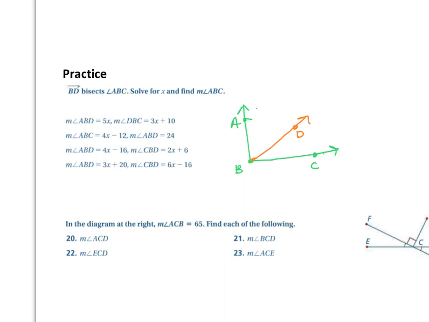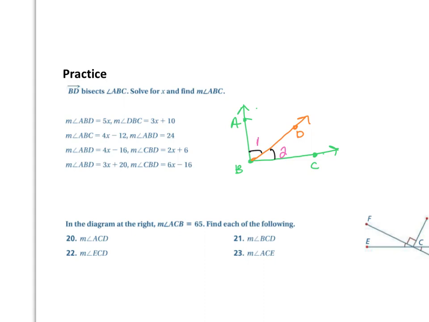BD bisects. Okay, remember if it bisects, and my picture isn't very good here, but it means that this and this are congruent. So my first example says that the measure of angle ABD, okay, ABD, so I'll label that on here as 1, and the measure of angle DBC, okay, so we have that there, that's 2. Well, 1 is 5x, 2 is 3x plus 10.